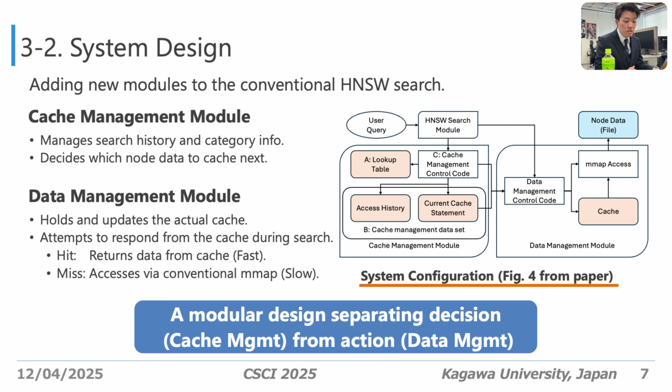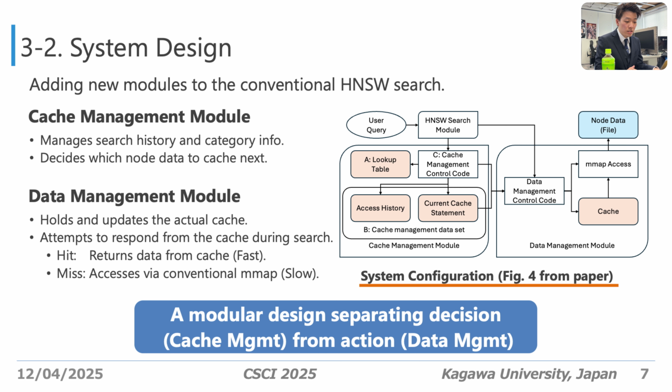This module manages search history and category information. It decides which node data to cache next. It uses a lookup table and access history to make this decision.